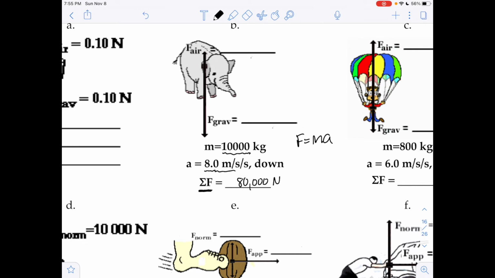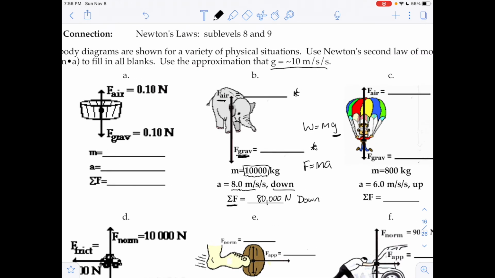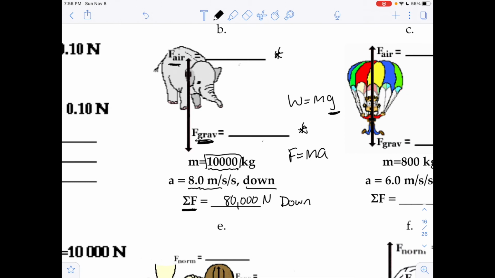So we know the net force is 80,000. We still need to get these two values here. And we know that the sum of those needs to be 80,000 newtons, and again, same direction as acceleration, down, which means that the gravitational force is going to be greater than air resistance. So to get the gravitational force, that's the same as weight. So we can just do weight is mass times gravity. So in this case, that's going to be 10,000 kilogram times g, which is always going to be 10. It's always a constant on Earth, and they tell you that up here. So F grav is going to be 100,000 newtons.